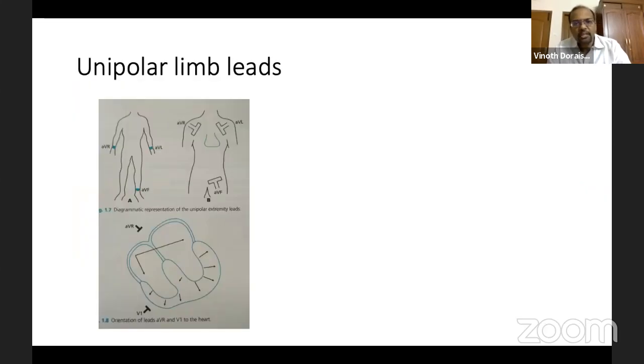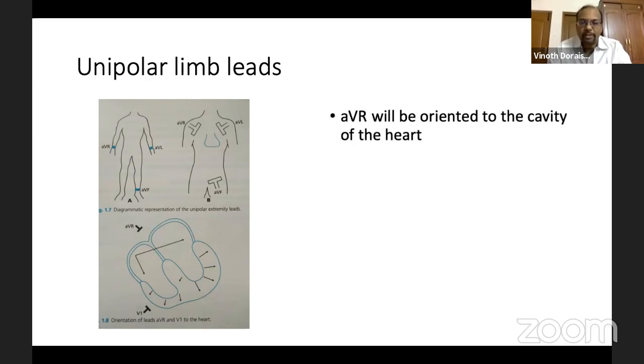Then coming to the unipolar limb leads, which we said are AVR, AVL, and AVF, you have to know where they are oriented. So this is the heart. The AVR is directed towards the internal cavity of the heart, and the AVF is directed towards the inferior surface of the heart, and AVL is directed towards the lateral surface of the heart. So it's important to know where these leads are placed, so you know which part of the heart you're covering.